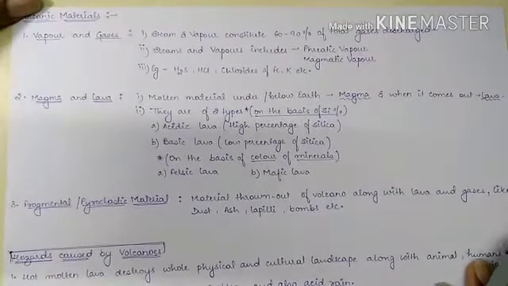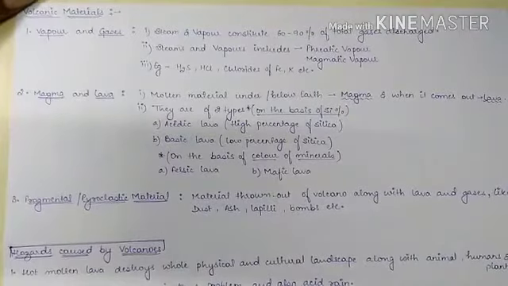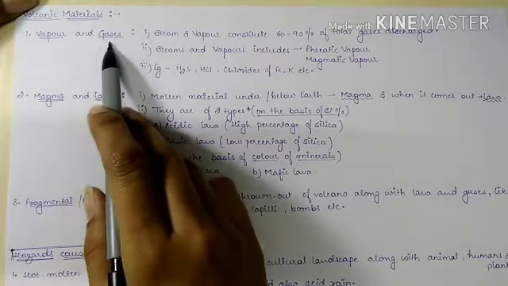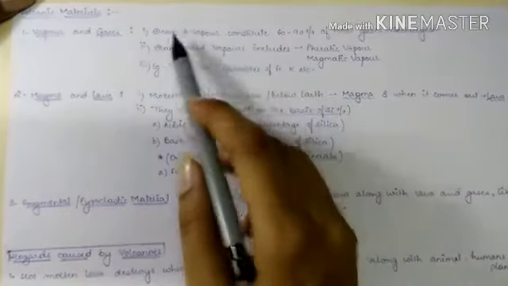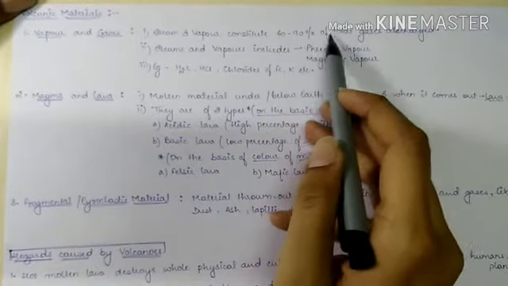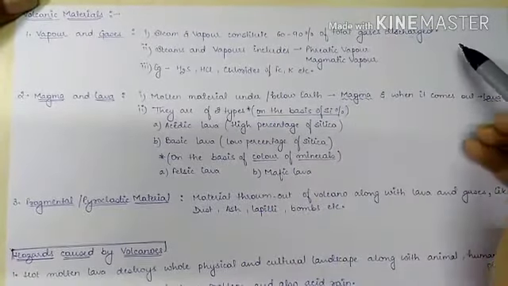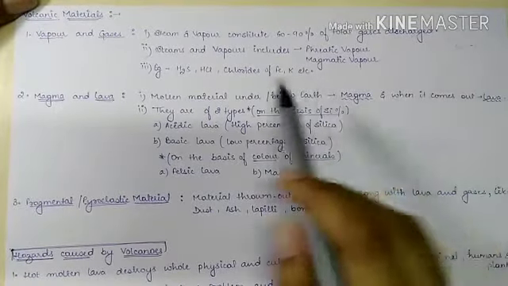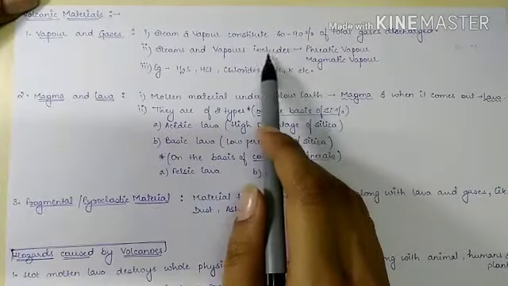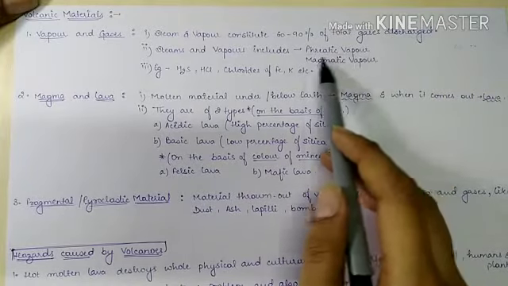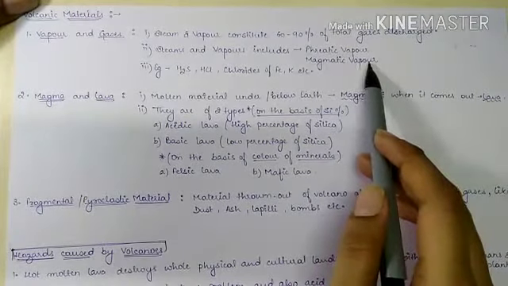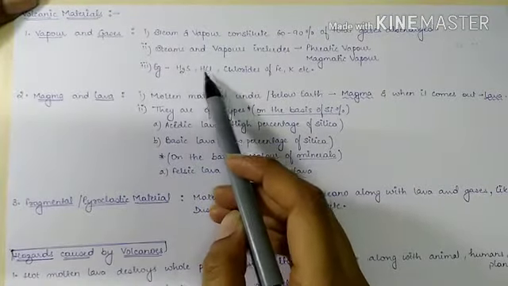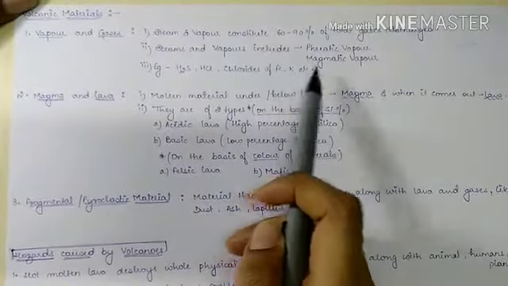Now we will look into volcanic materials that come out of a volcano. The first volcanic material that comes out of the volcano is vapor and gases. Steam and vapor constitute about 60 to 90% of total gas discharge. So among the gas discharged, 60 to 90% is steam and water vapor, which includes phreatic vapors or magmatic vapors. Other gases that are ejected are HCl, H2S, chlorides of iron, potassium, etc.